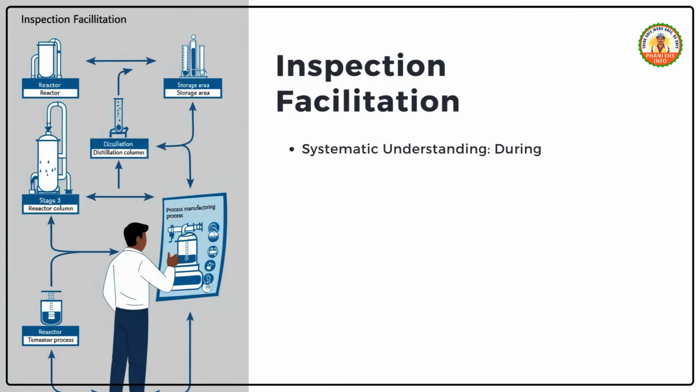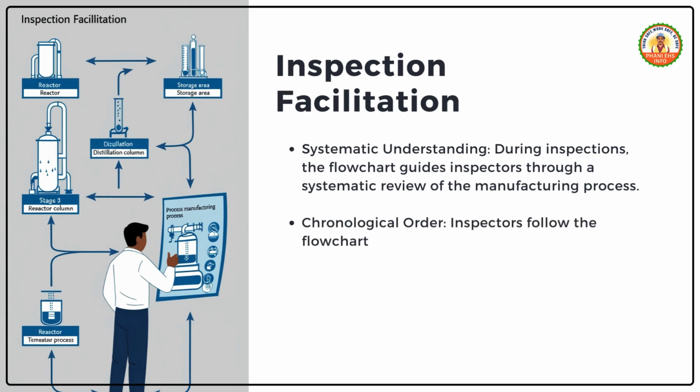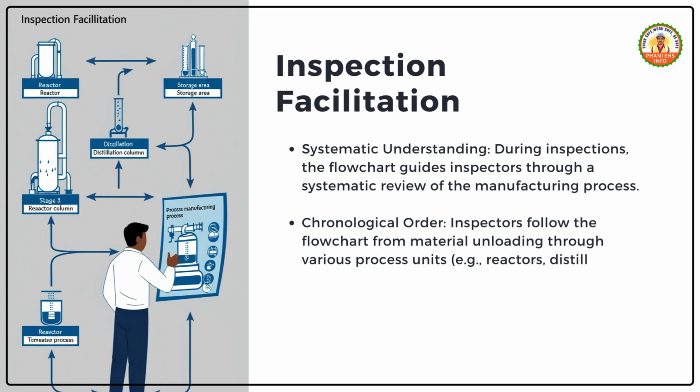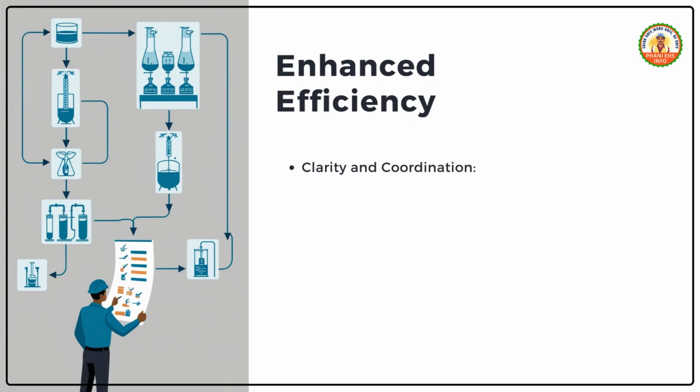Inspection facilitation: systematic understanding. During inspections, the flowchart guides inspectors through a systematic review of the manufacturing process. Chronological order: inspectors follow the flowchart from material unloading through various process units, for example reactors, distillation columns, product filling, storage, and effluent treatment.